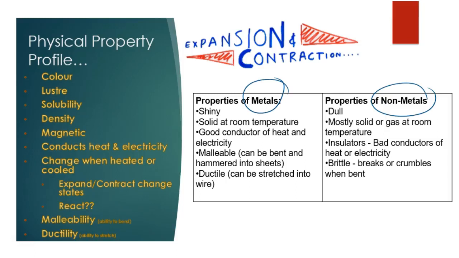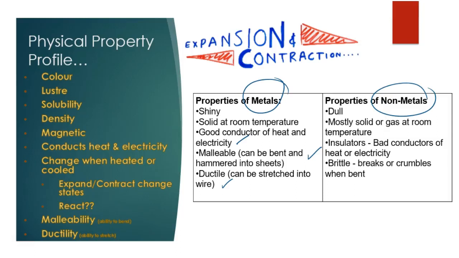They're good conductors of heat and electricity. They are malleable, which means that we can bend them and not break them, and we can even hammer them into sheets. And they're ductile, which means that we can stretch them out and turn them into wire and they won't break. Now, non-metals pretty much are the opposite of that.